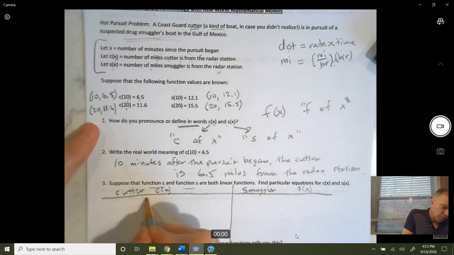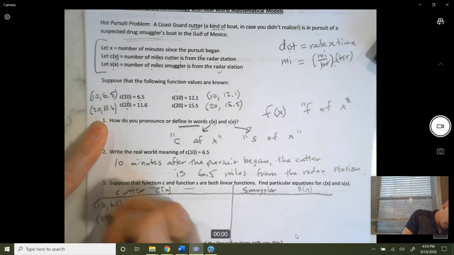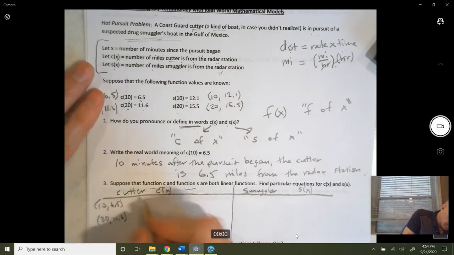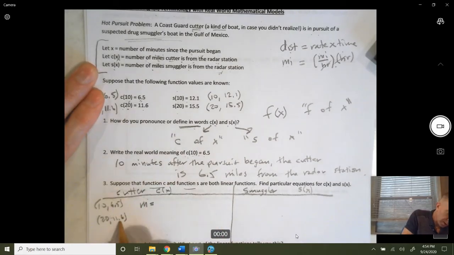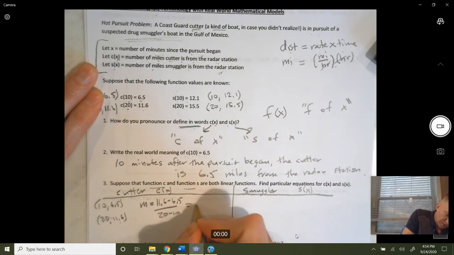So this one, we've got two ordered pairs on the cutter. We've got these two ordered pairs right here. So 10, 6.5, and 20, 11.6. We have to come up with that equation. We know it's linear, so we can put this in slope-intercept form, y equals mx plus b. So your slope is equal to y2 minus y1 over x2 minus x1. Your slope comes out to 0.51.